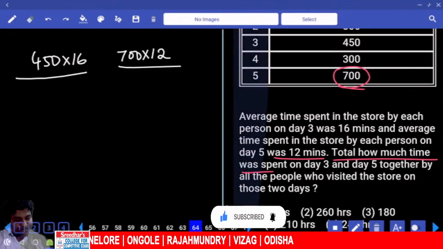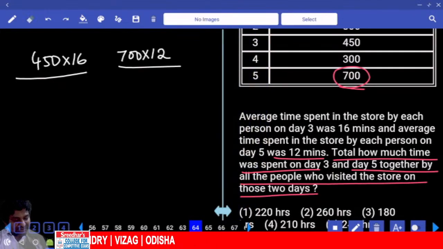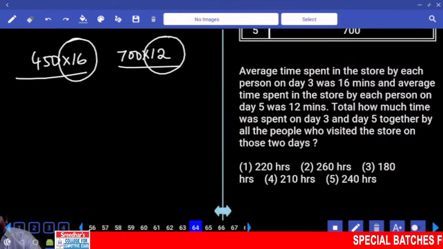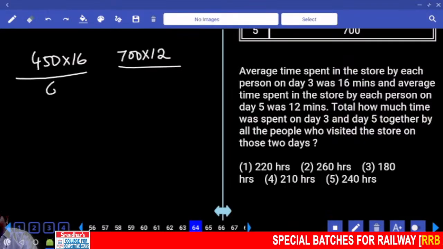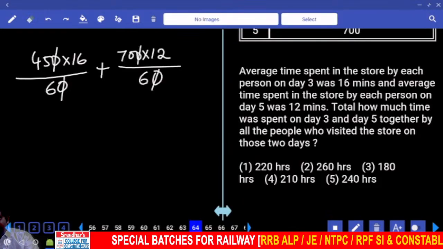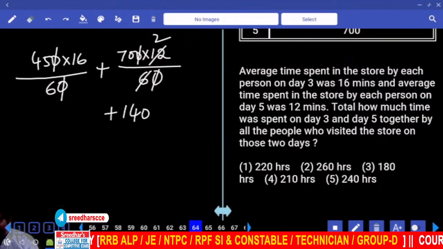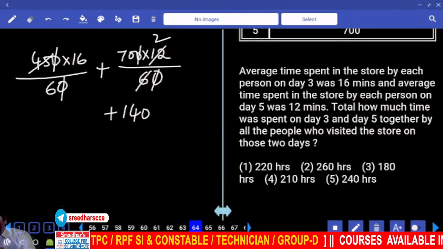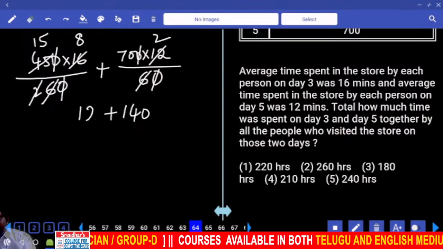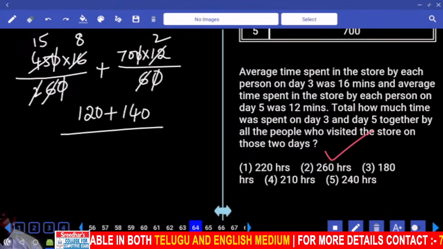Total how much time was spent on day 3 and day 5 together by all the people who visited the store on those days. When you look at the options, options are in hours. But what about 16 and 12? So minutes converted to hours, right? Everywhere we have to divide the number by 60. Is that okay for you? 0, 0 cancel, 0, 0 cancel, 6, 2 times, 72 times, 140. Let's concentrate on the first number now. 3, 15 times, 3, 2 times, 2, 15, 8 times, 120, 140, 260. 120, 140, 260.